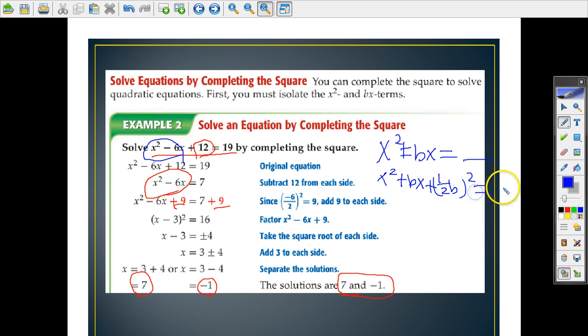When you do that, make sure you add it to whatever you had on the other side, plus 1/2 b squared. Then you can rewrite this as x plus or minus 1/2 b, squared. Now get rid of the square by taking the square root, and then adding or subtracting whatever you had here.